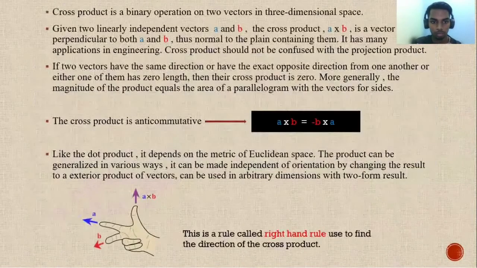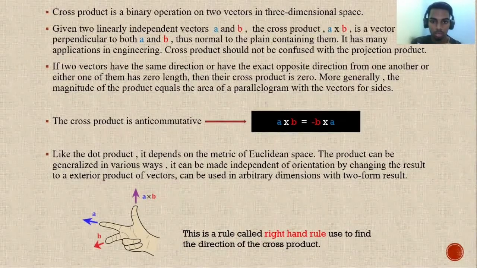Cross product. The cross product is a binary operation on two vectors in three-dimensional space. Given two linearly independent vectors A and B, the cross product A cross B is a vector that is perpendicular to both A and B. Thus, it's normal to the plane containing them. It has many applications in engineering.